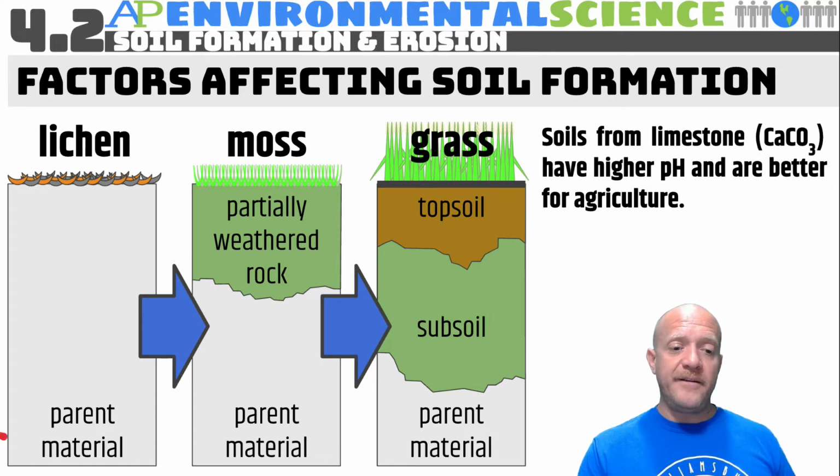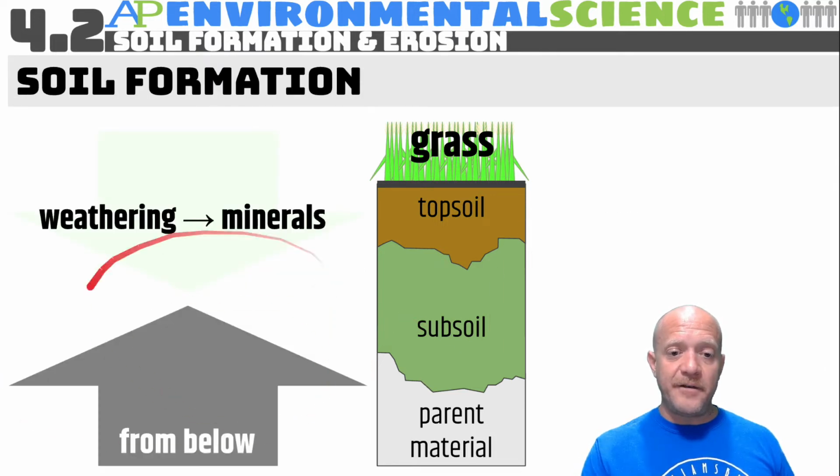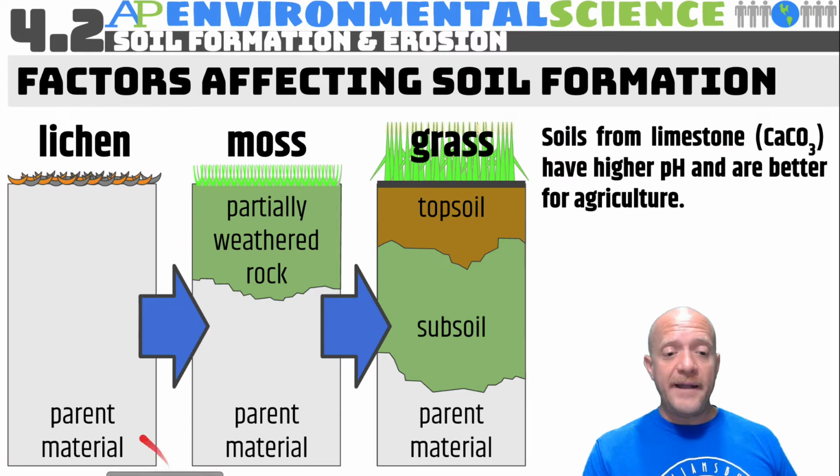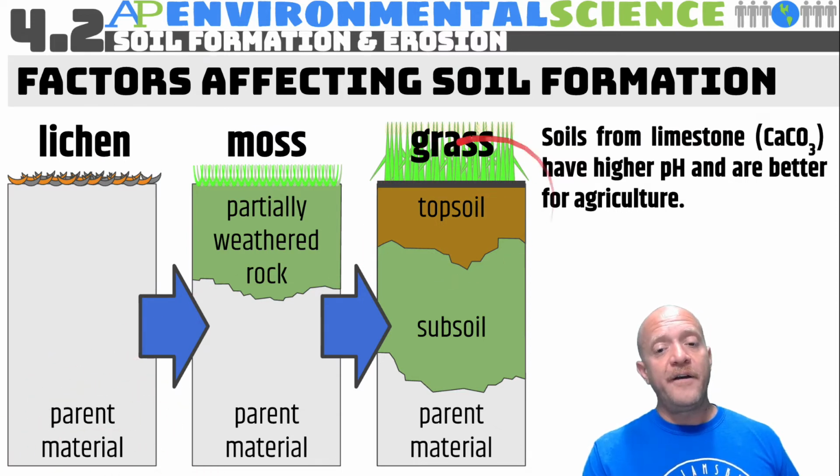Whatever the parent material, because you're getting some of the minerals from the parent material below, whatever that parent material is going to contribute to the quality of the soil. So if you had calcium carbonate parent material, you're going to have agriculturally pristine topsoil. So the better the parent material, the better the source material, the better the soil.